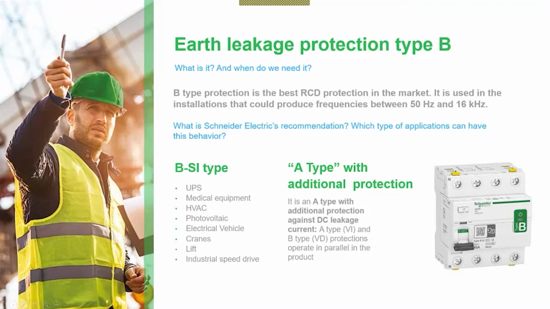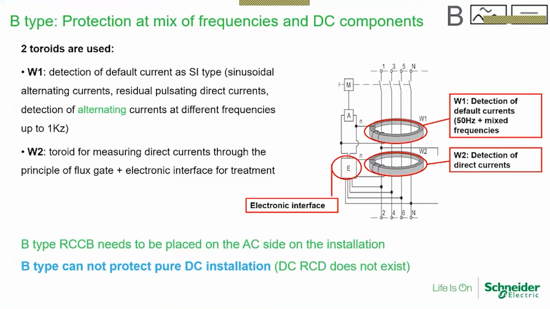So very, very crudely, a Type B RCD essentially is a Type A with additional protection against DC leakage. So it's two RCDs in one, essentially. It has a Type A voltage independent RCD in it, as well as a B-type voltage dependent RCD in it. They operate in parallel. They have two different detection toroids built into them. One of them, like I just mentioned, is essentially the Type A RCD, and then we have a second toroid which is used for detecting smooth DC.